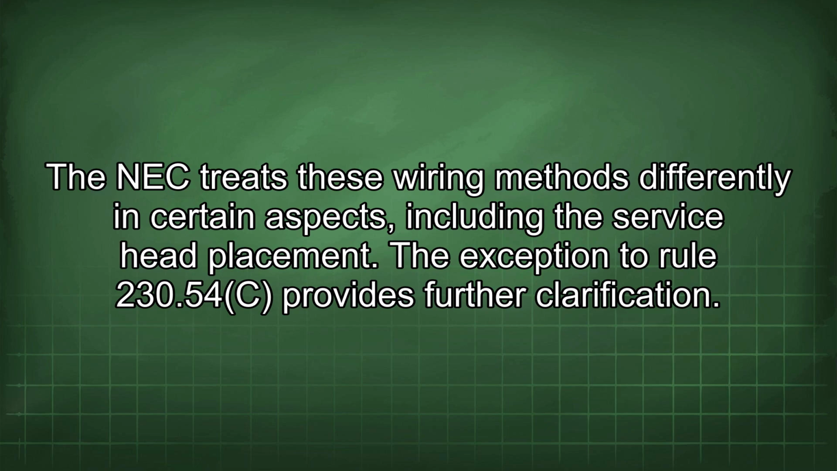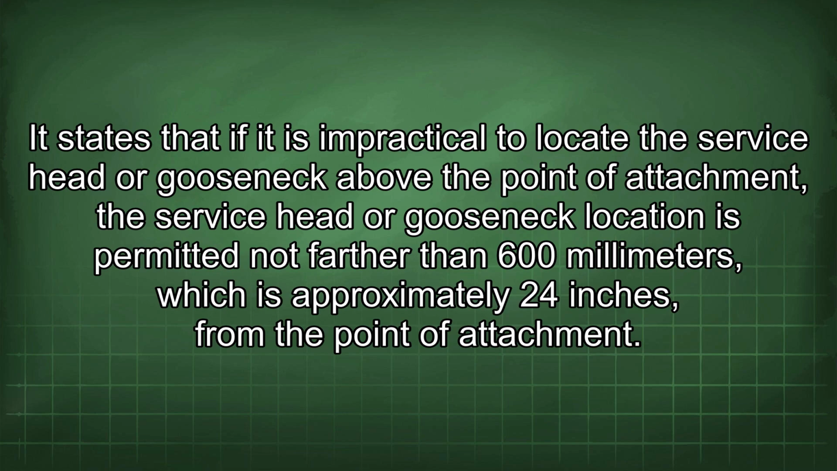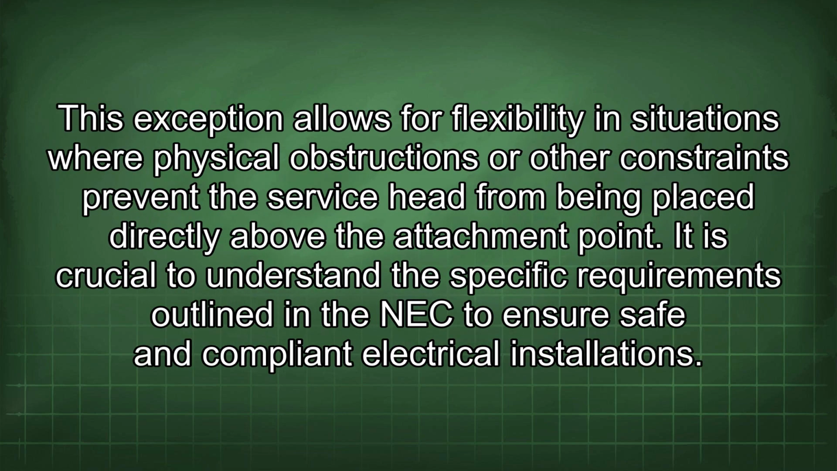The exception to Rule 230.54(C) provides further clarification. It states that if it is impractical to locate the service head or gooseneck above the point of attachment, the service head or gooseneck location is permitted not farther than 600 mm, which is approximately 24 inches, from the point of attachment. This exception allows for flexibility in situations where physical obstructions or other constraints prevent the service head from being placed directly above the attachment point.